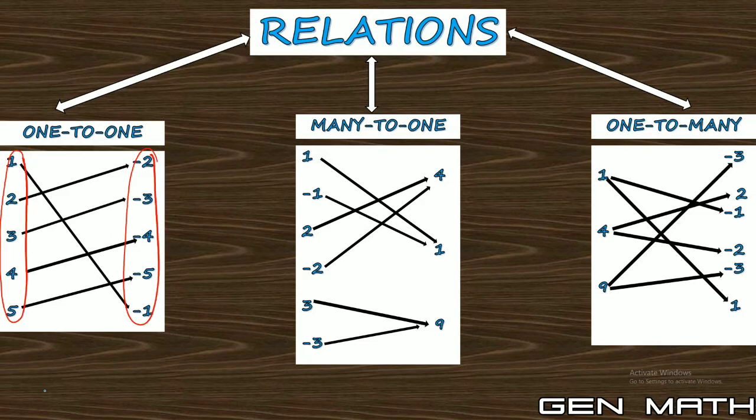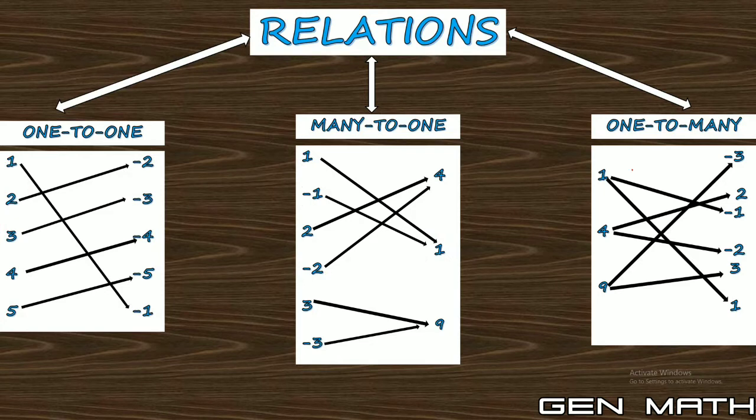For many-to-one, you can find two or more elements of the domain that are mapped to one element of the range. So for example, here we have 1 and -1 mapped to 1, and 2 and -2 mapped to 4.